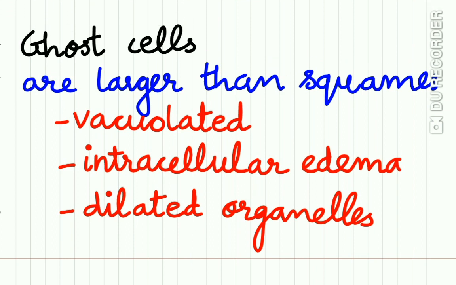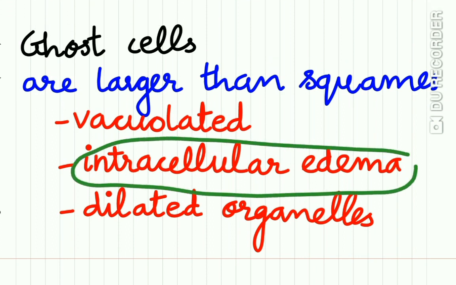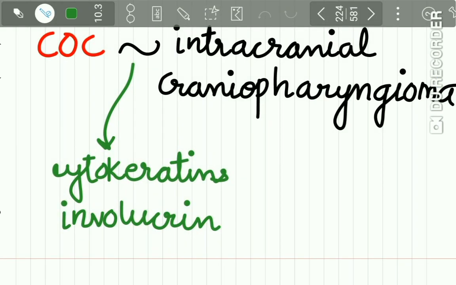Now there is intracellular edema inside the ghost cell. That is why they appear larger in size. They also appear vacuolated. Also, the cellular organelles are enlarged.